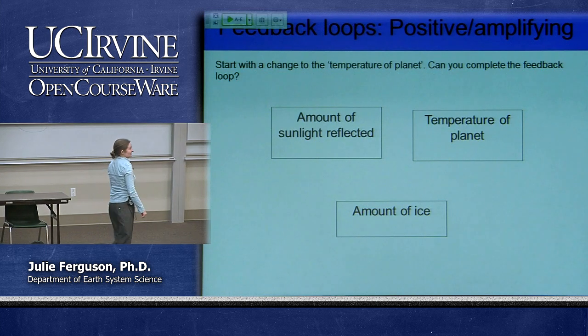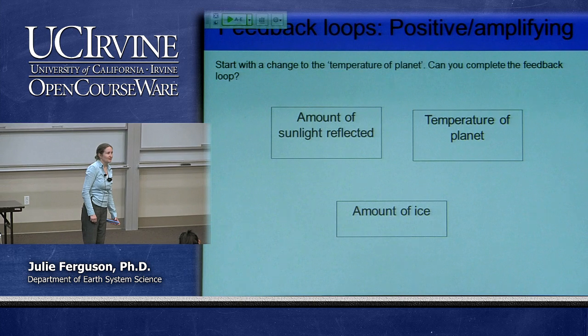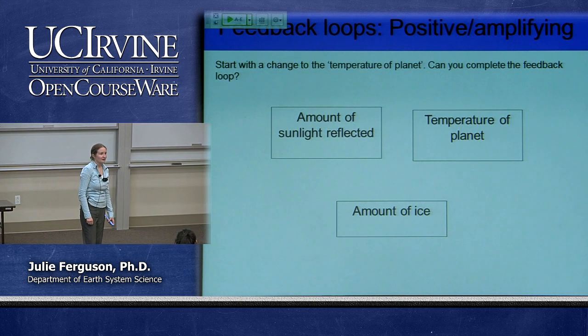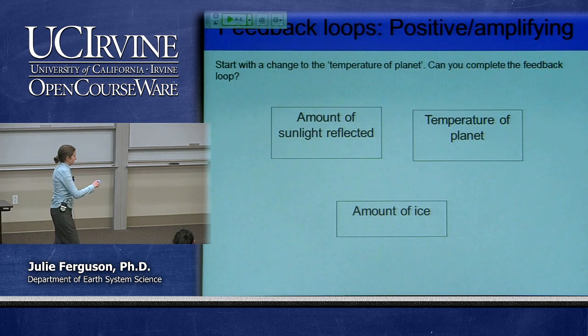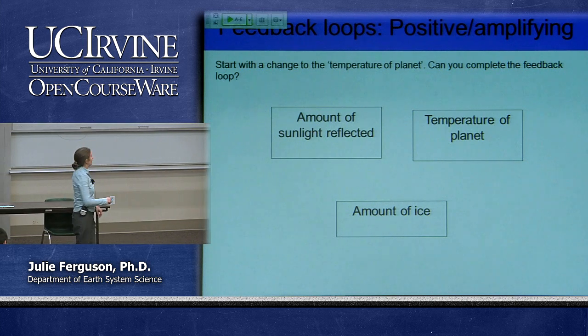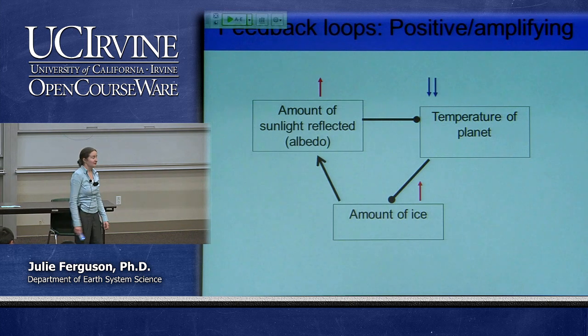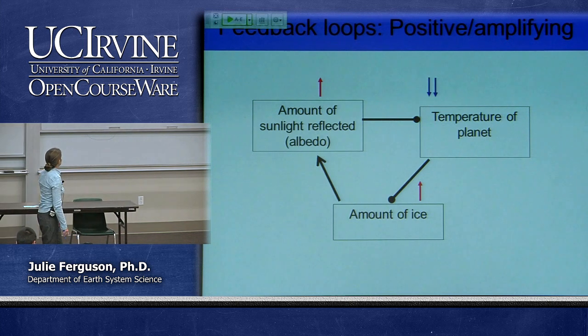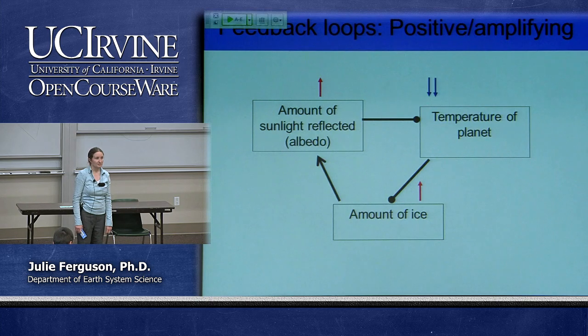If I'm decreasing the amount of sunlight reflected, what do I do to the temperature of my planet? Increase it. So what type of arrow is that? Circle. And you can do the reverse. You can say if I decrease the temperature of my planet, I increase the amount of ice, which increases the amount of sunlight reflected, which decreases the temperature again.